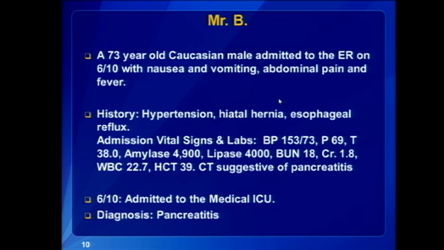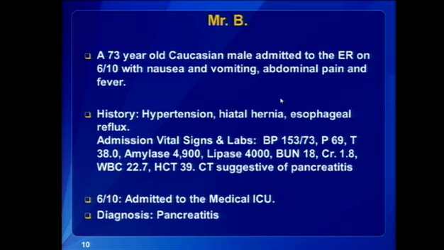Let's go to our second case, Mr. B. Mr. B is a 73-year-old Caucasian male that's admitted to the ER on 6/10 with nausea and vomiting, abdominal pain, and fever. He has a past medical history of hypertension, hiatal hernia, esophageal reflux. His admission vital signs are noted here, nothing out of the extraordinary. His temp, however, is 38.0.